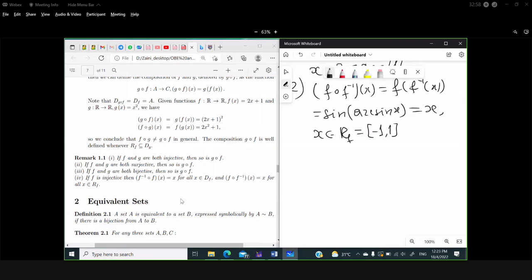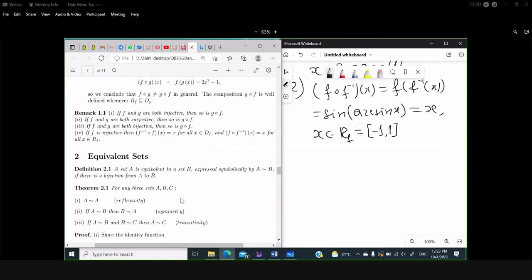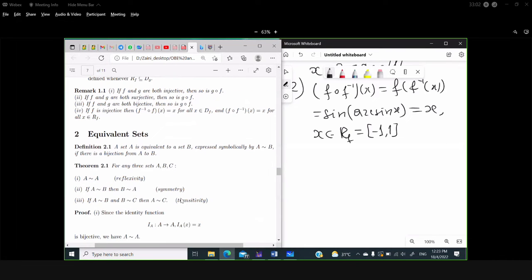Okay, now let me explain equivalent sets. Actually, equivalent sets very much depend on bijectivity. So a set A is equivalent to the set B. Express it symbolically. Equivalent sets.